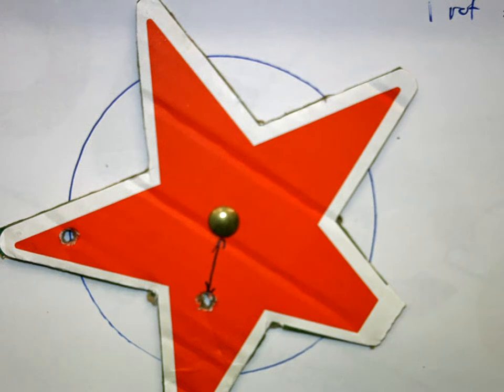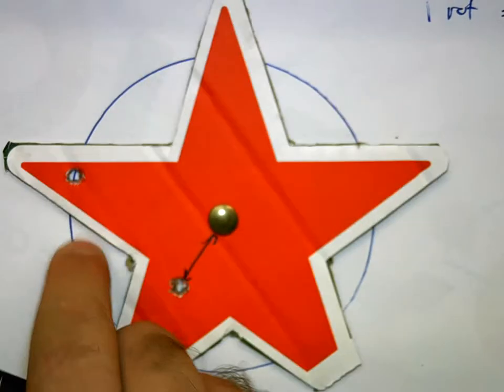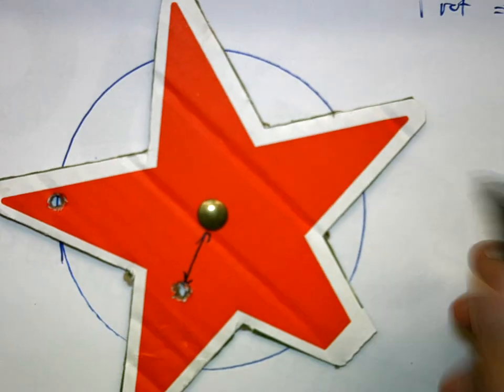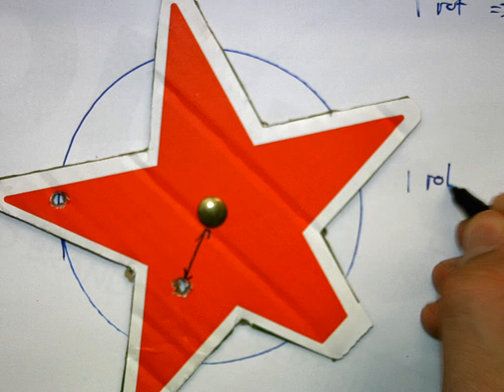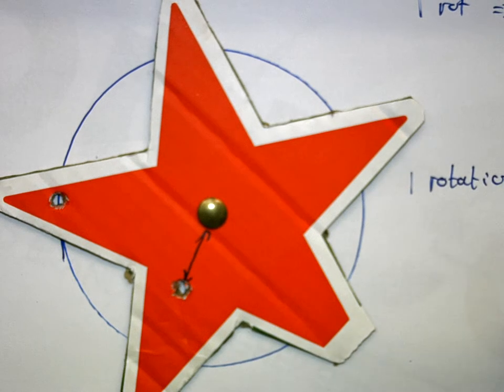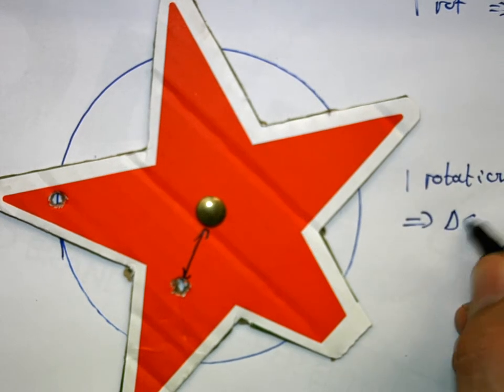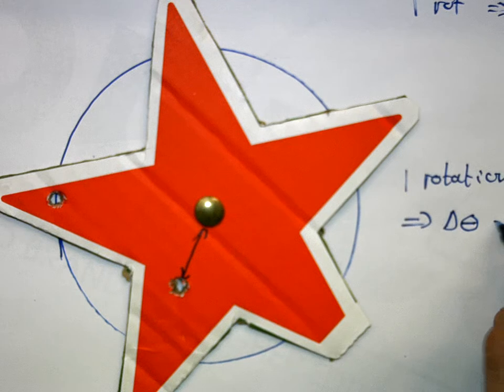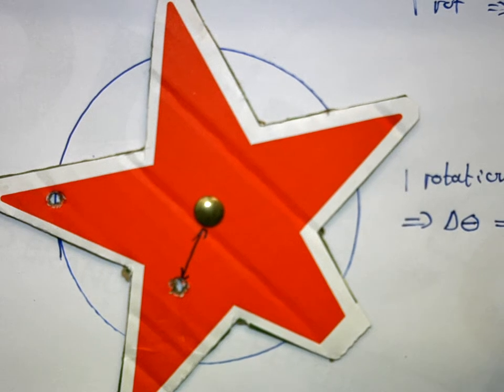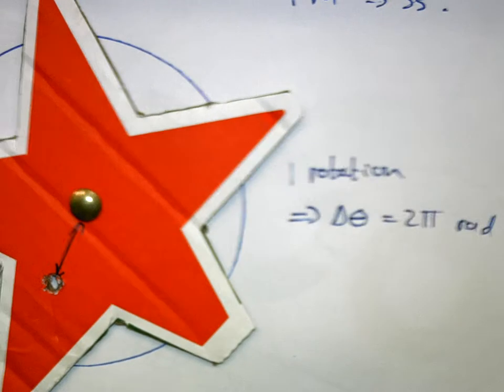So we've defined the angular position, or the change in angular position, as the angle that is swept out in a certain amount of time. So for one full rotation, this point goes through 2 pi radians. So one rotation implies a change in the angular position equals 2 pi radians.